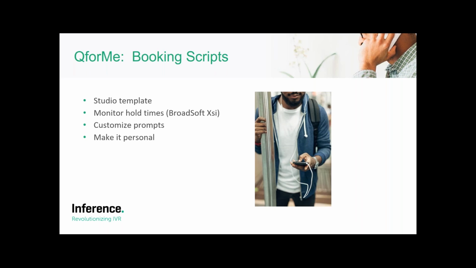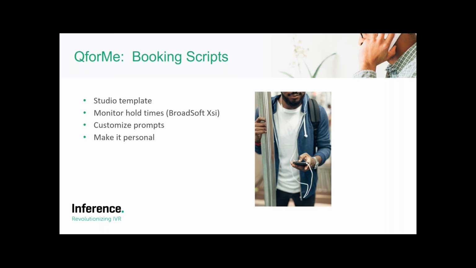Okay. Now we make it very simple, and this works for most people, just to use a Studio template. So you'll see that there's a QforMe booking template, and one of the nice things about using that template is you can use it to hook directly into, say, BroadWorks XSI, the Extended Services Interface, if you've enabled it. You can have the Studio script that's doing the booking query the status of that queue and determine how long the wait time is, and so you can quote that to the caller. This is a really useful feature. So when the caller rings in, you can say, okay, the wait time is 5 minutes, the wait time is 10 minutes, and so on.